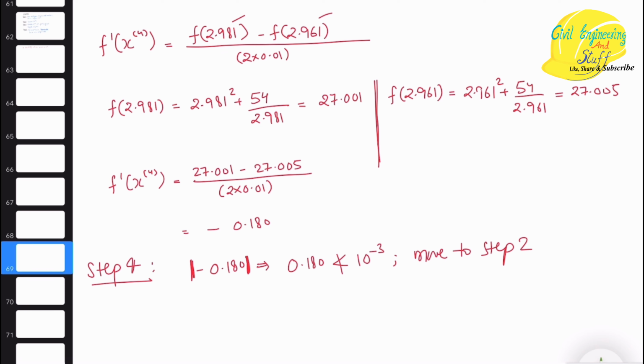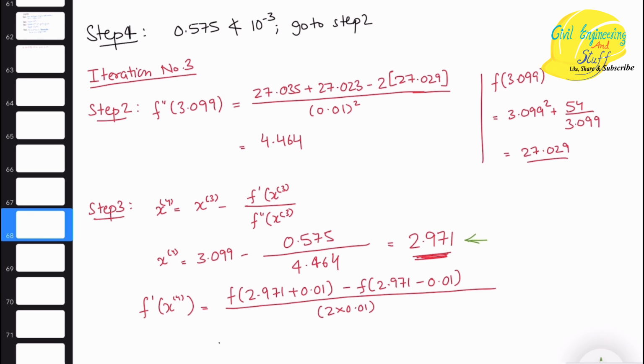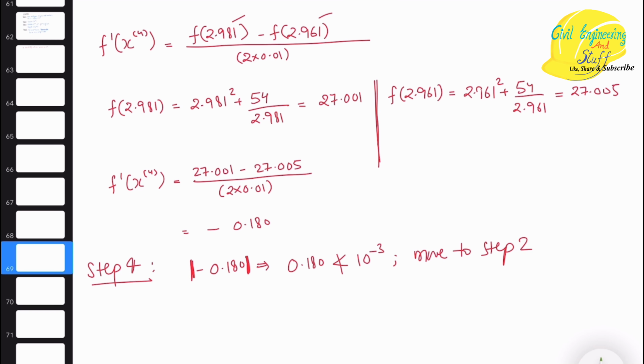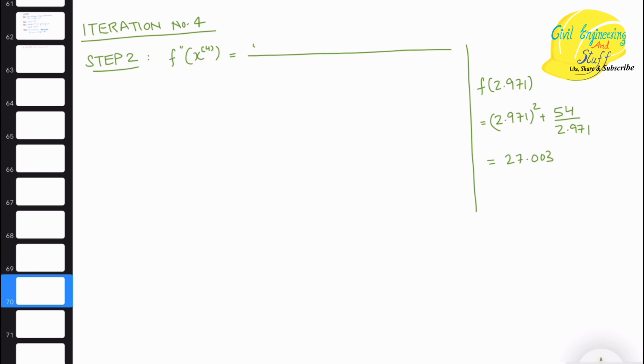So let's put the values. We have already found out the values of f at 2.981 and we already found out the value at 2.961. All right, so let's put these values directly. 27.001 plus 27.005 minus twice of 27.003.